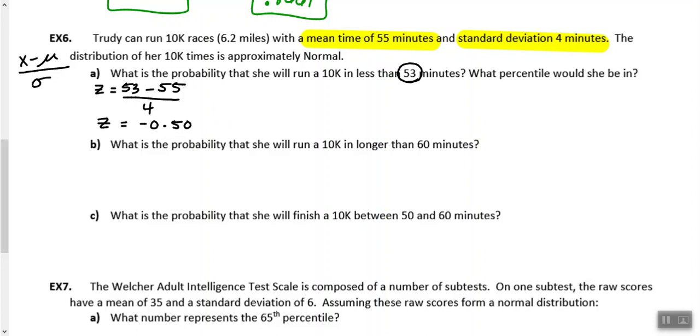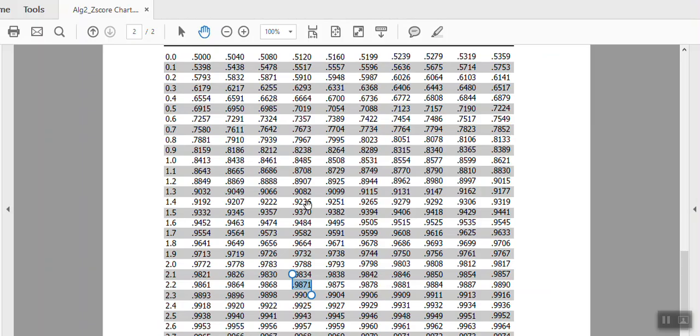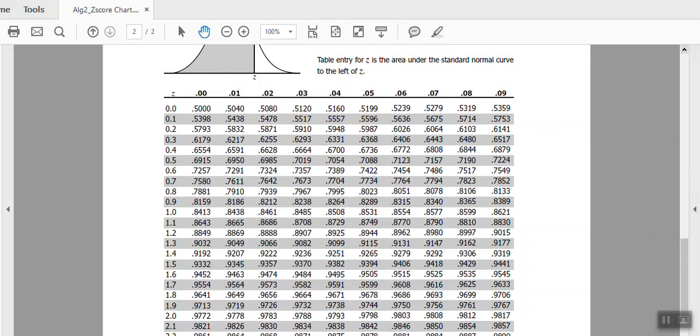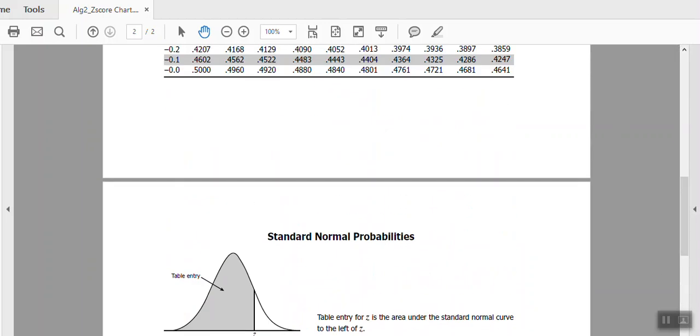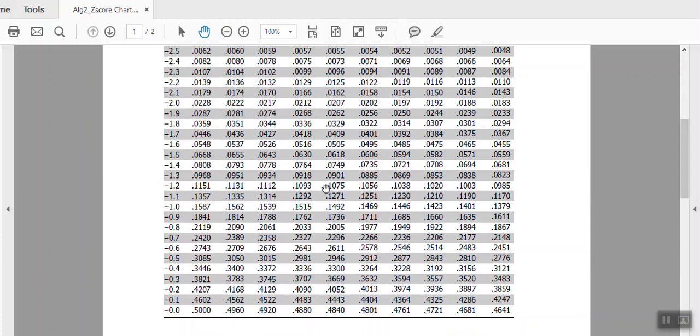Now what I want to look up is the probability that is less than that. If something is less, that's like saying below, which means I don't have to change my z-score. I can just take this and go right to my chart. So I'm looking up a negative 0.50. So here's my negative 0.50. And that gives me a probability of 0.3085.